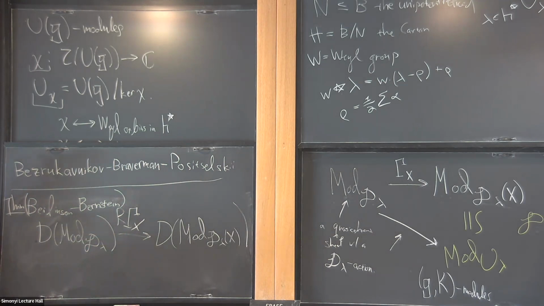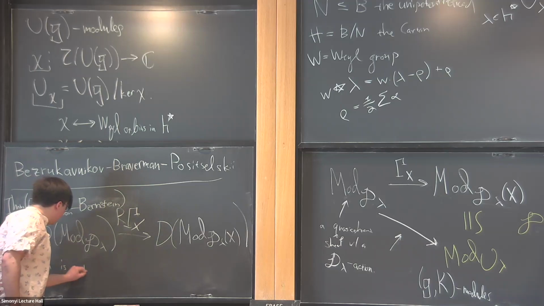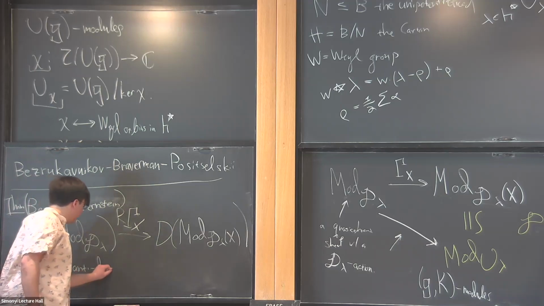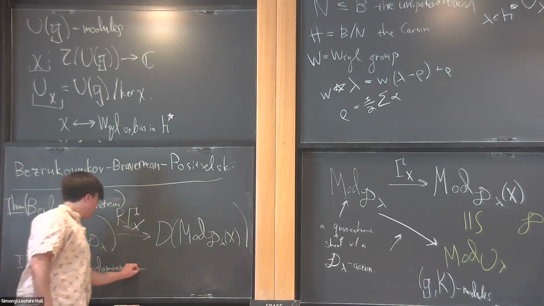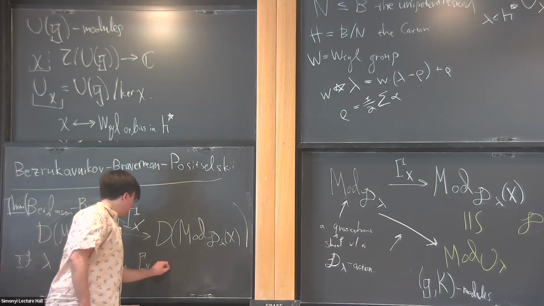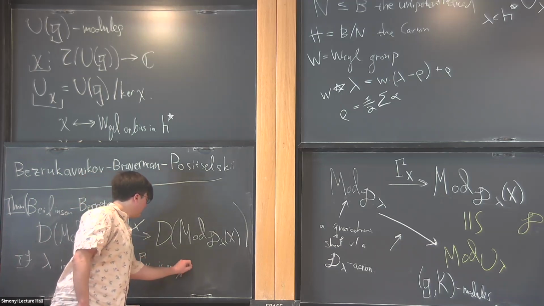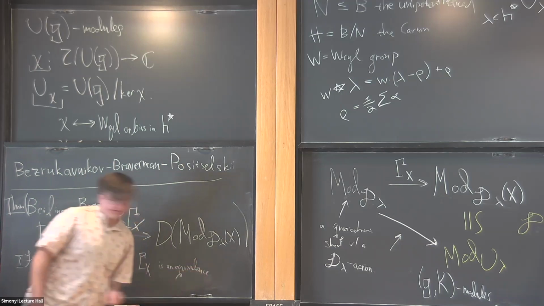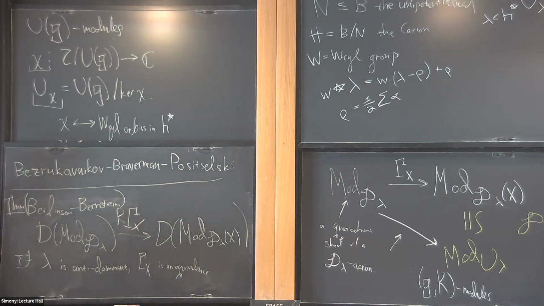So at the level of derived categories, I always have this equivalence. And I'll remark that this is similar to what you see happening in Borel-Weil. Maybe I'll say the Borel-Weil thing in a little more detail in a second. And then if lambda is anti-dominant, Gamma X is already an equivalence. You can already see this kind of derived phenomenon that descends to an abelian phenomenon when the weight is anti-dominant in Borel-Weil.